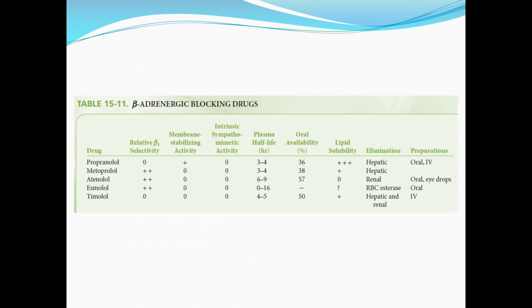So in this table, a very high yield section for test questions is the relative selectivity for beta 1 receptor. And here you can see propranolol and timolol are not selective for beta 1, but metoprolol, atenolol, and esmolol are highly selective for beta 1 receptor as opposed to beta 2 and have similar specificity.